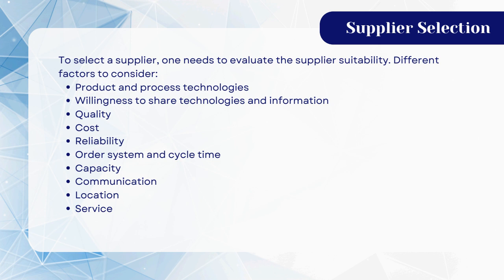Order system and cycle time. How easy is it to order a specific material or component via your supplier's ordering process? What is the normal order cycle time? Is it quick? Is it easy? Is it reliable? Is it effective? It's asking these sorts of questions because you don't want an order system process with a long cycle time, especially if you're rushing to order a specific product. You need something that's quick, easy, and simple to use.